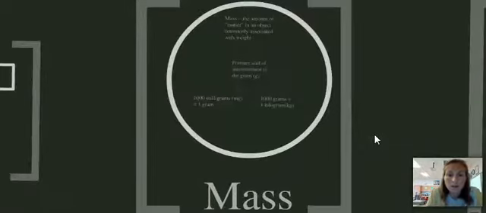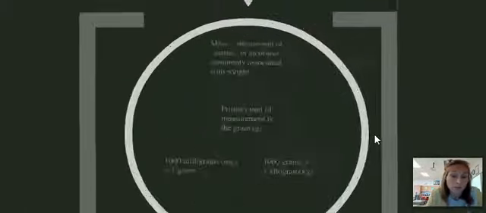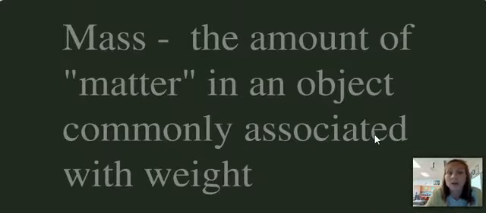Okay, moving on to mass. Mass is another measurement we're going to be working with quite a bit, and it is the amount of matter in an object. It's associated with weight, but it takes out gravity. So mass is just the amount of matter without the gravity added to it. Otherwise, that would be your weight.